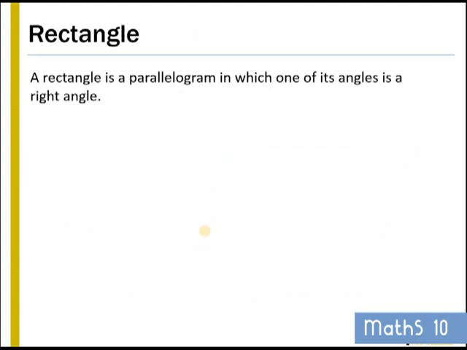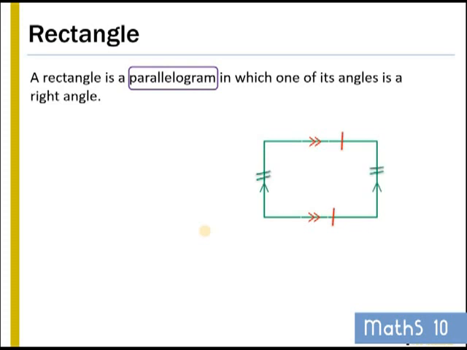Now let's have a look at a rectangle. A rectangle is a parallelogram in which one of its angles is a right angle. So first of all, we draw a parallelogram with opposite sides parallel and opposite sides congruent. And then one of these angles here is a right angle. And in fact, this means that all of the angles must be right angles.